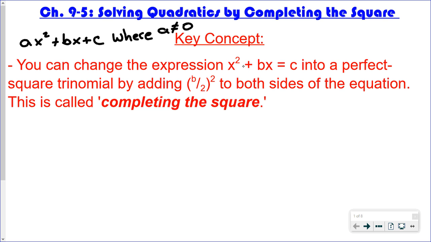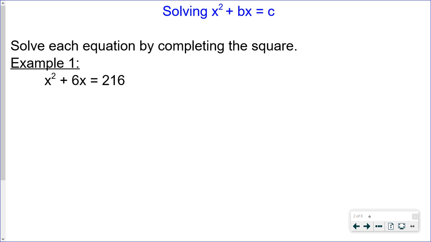It says you can change the expression x squared plus bx equals c. So notice the c was just moved to the other side, into a perfect square trinomial by adding b over 2 squared to both sides of the equation. This is called completing the square. All right, so let's see how this works. It sounds kind of confusing, but it's actually not too bad.